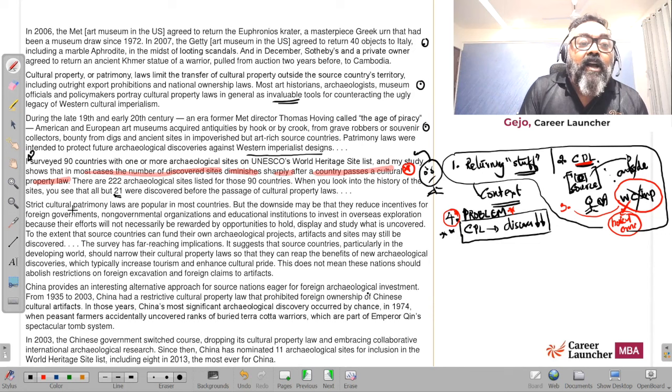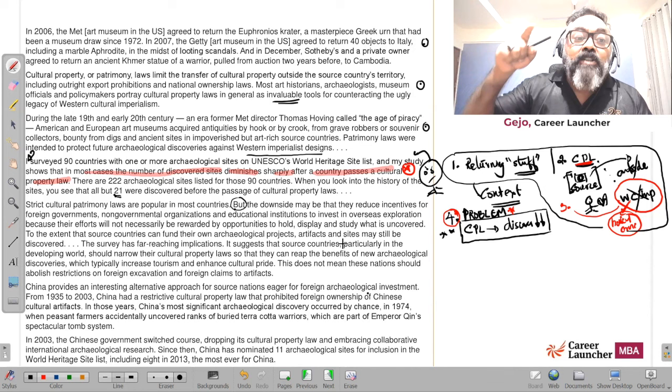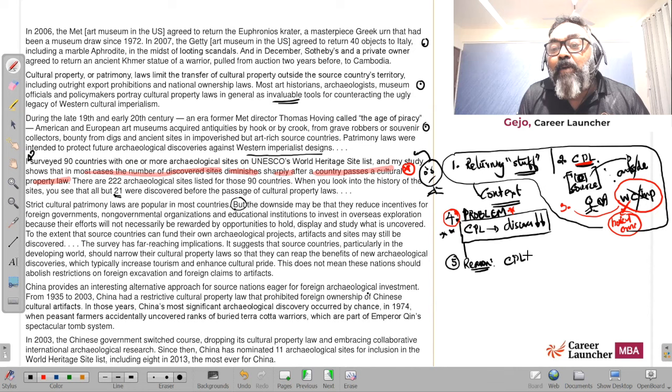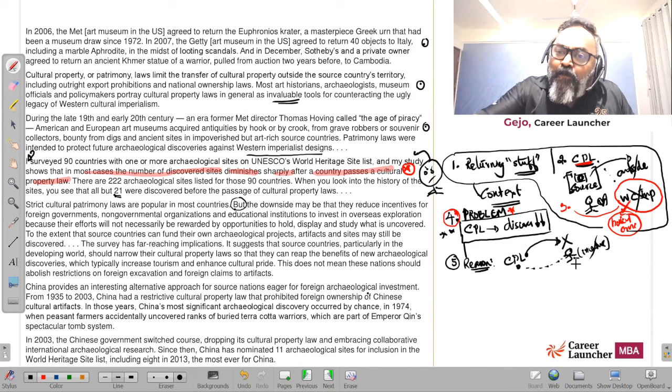Strict cultural patrimony laws are popular in most countries. But the downside may be that they reduce incentives for foreign governments, non-governmental organizations, and educational institutions to invest in overseas exploration because their efforts will not necessarily be rewarded by the opportunity to hold, display, and study what is uncovered. Oh, there you go. In paragraph number 5, we have the reason why that is happening. What is the CPL doing? It says I can't take it outside. That is not allowed. So somebody standing in the source country is saying, if I come here, what is in it for me? These people are saying that they have no incentive to participate and help you discover these things for you.